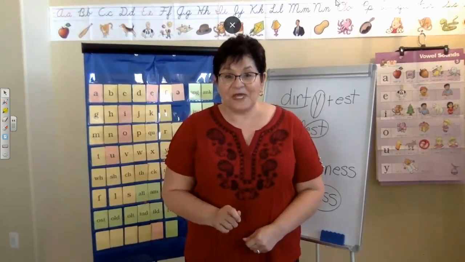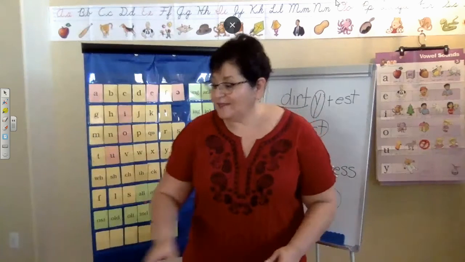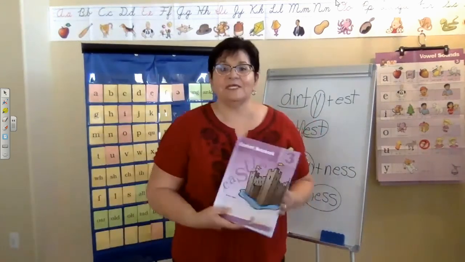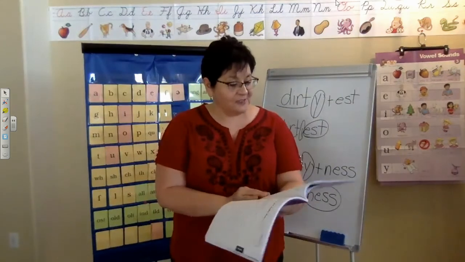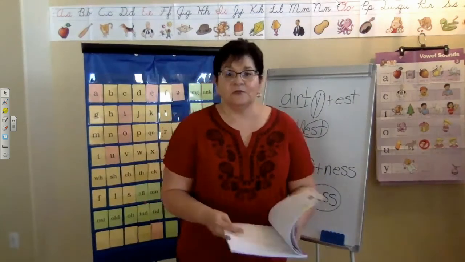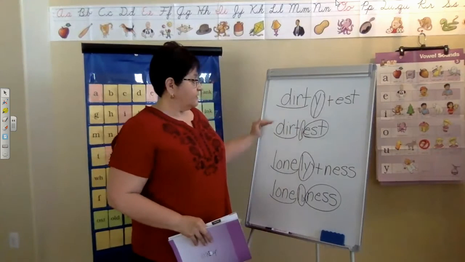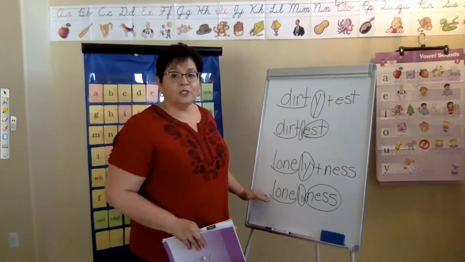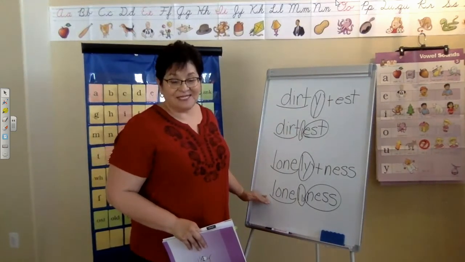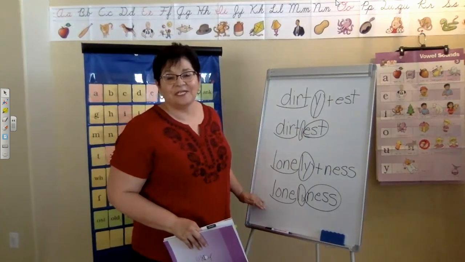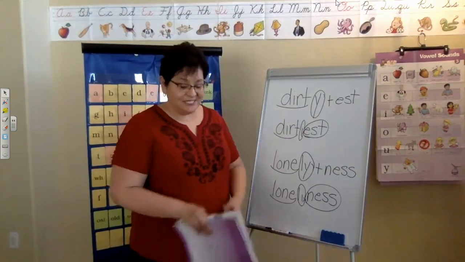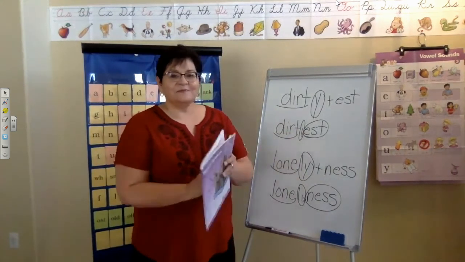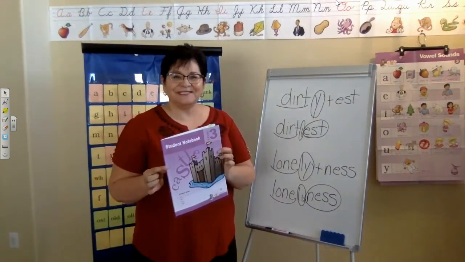Before I let you go, I wanted to remind you that you have your student notebook that you can fill out, your castle book, and on the bottom of page 38, you can add dirtiest and loneliness to that page. So you can do that now or you can do that later, but these are the words that you're going to want to add to page 38 of your castle book.